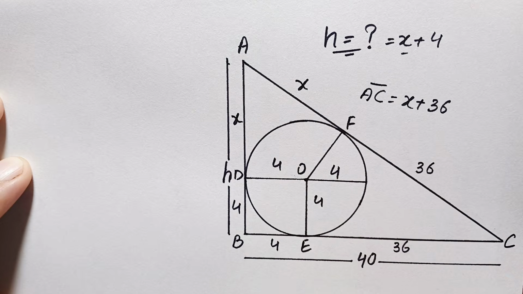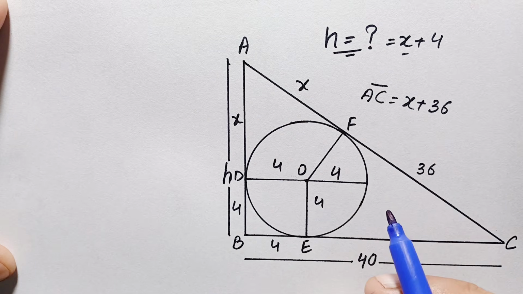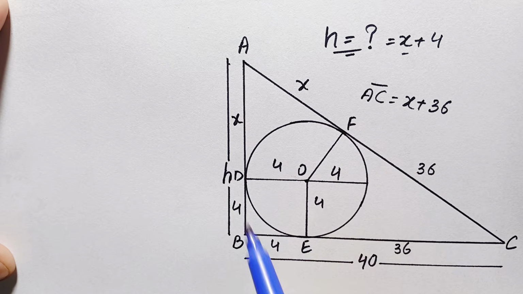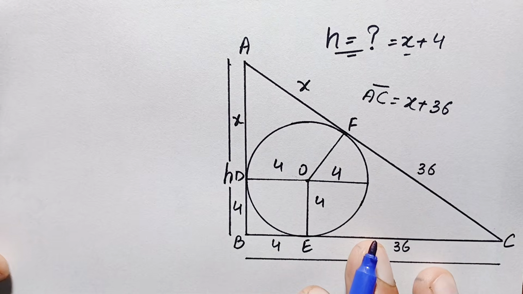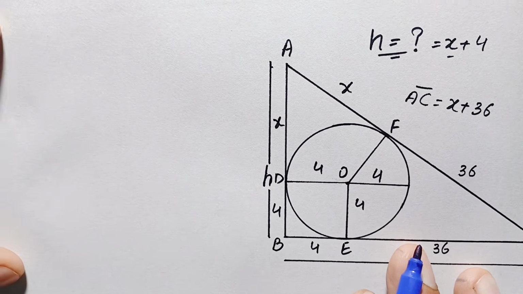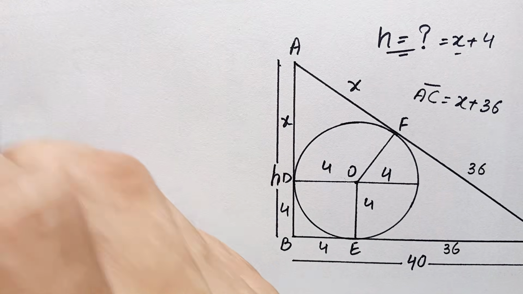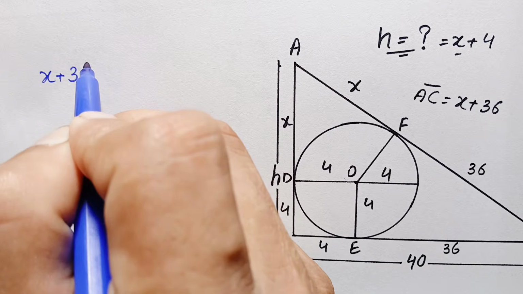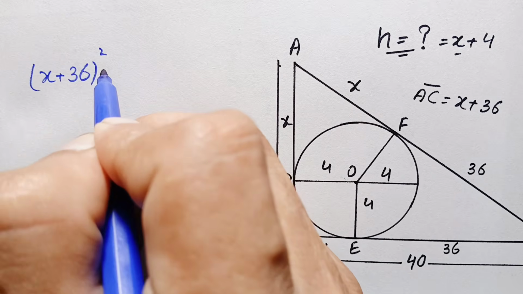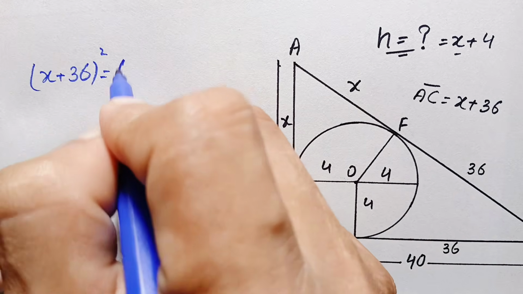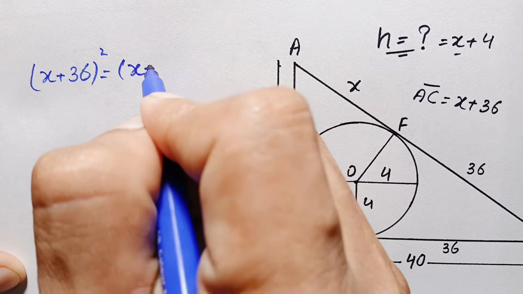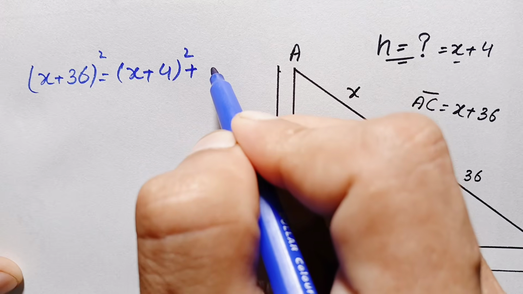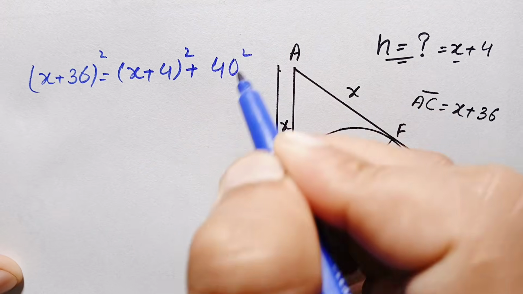Now we will try to find the value of x. For that we will apply the Pythagoras theorem. The Pythagoras theorem states that hypotenuse square is equal to perpendicular square plus base square. So we will use this result to find the value of x. The hypotenuse is x plus 36, so this squared will be equal to the perpendicular squared, which is x plus 4 whole squared, plus base squared. The base is 40, so this will become 40 squared.